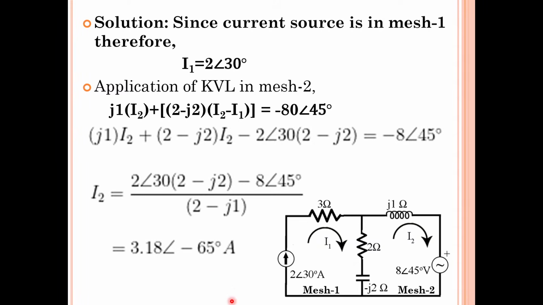So now we know I1, we know I2. We have to determine what? The voltage across 2 ohms. So what is the voltage across 2 ohms? It is 2 into (I1 minus I2), isn't it? I know the I1 value, I know the I2 value. Substitute the I1 and I2 values.